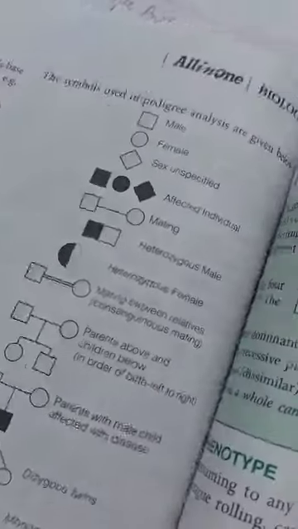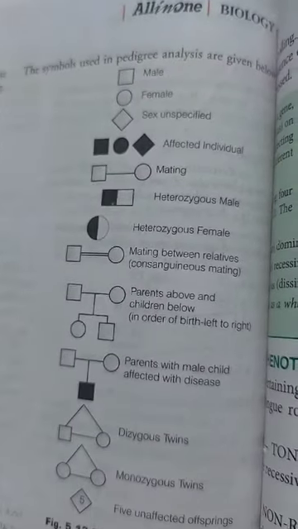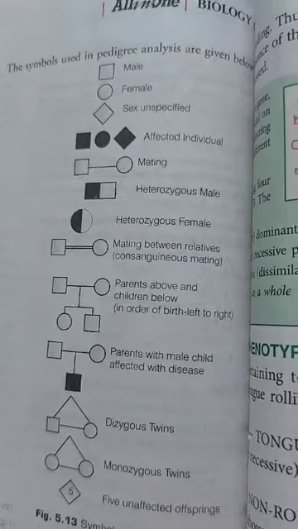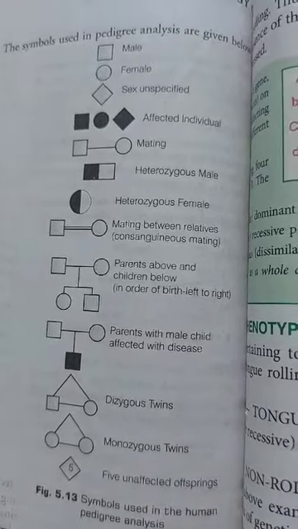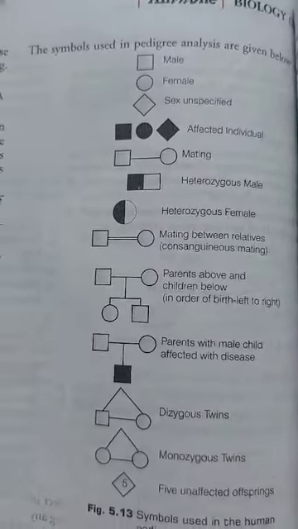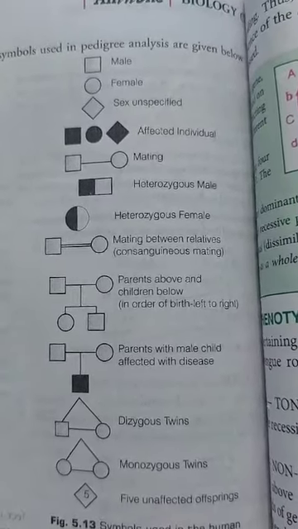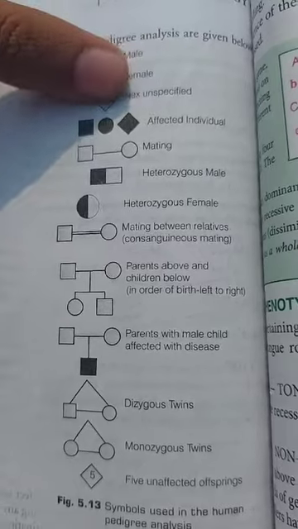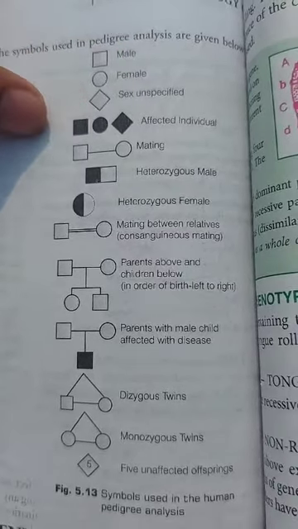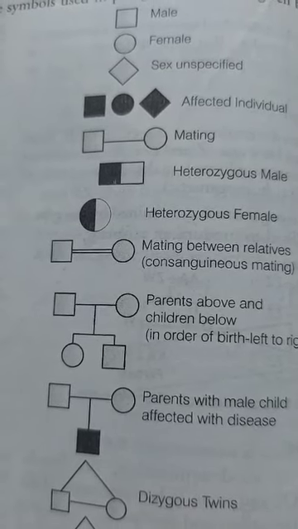Here are the symbols used to show the pedigree analysis. Here you can see the square is for male, and the circle is for female. Then sex unspecified means either male or female, it is not specified. Then affected individuals, if any disease or trait is shown in the individuals, will be shown in a dark color. Then the mating will be shown with this line.